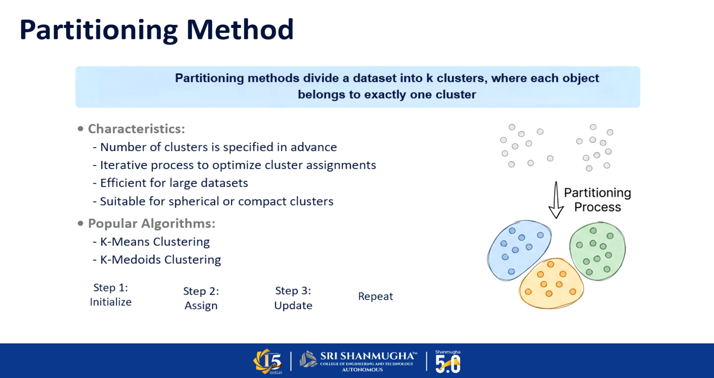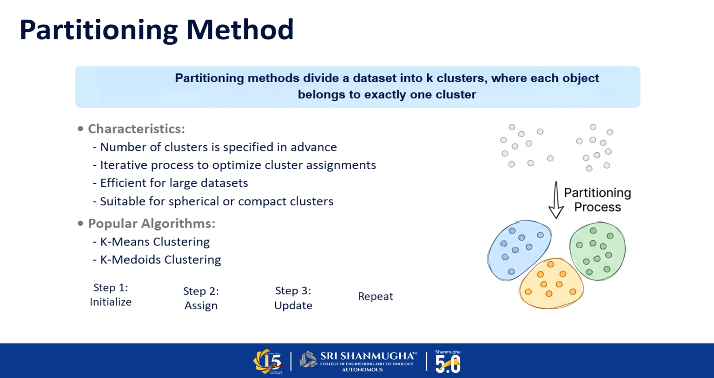Popular algorithms, 2 algorithms are there: K-means clustering and K-Medoids clustering. In K-means clustering, it uses a mean, that is the average of all points in a cluster, as the center. It works best with numerical data. Then what is K-Medoids? It uses an actual data point as a center. It works with any data type, including categorical and mixed data. We have seen in the last video, part 1, data types. So not only numerical, K-Medoids can deal with categorical as well as mixed data.